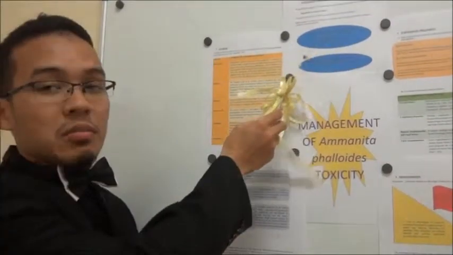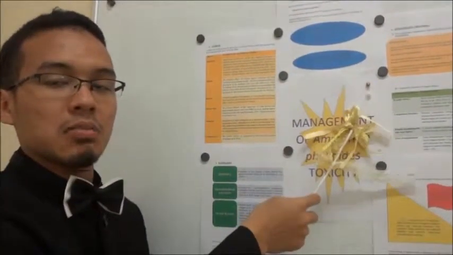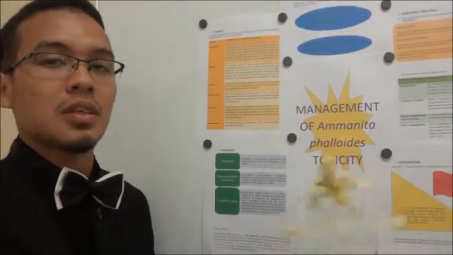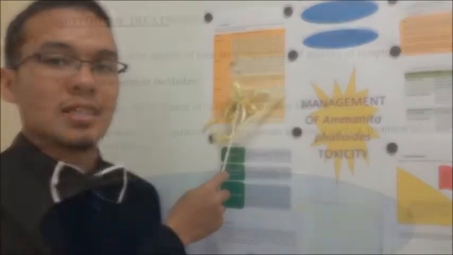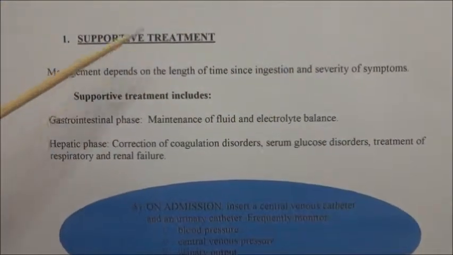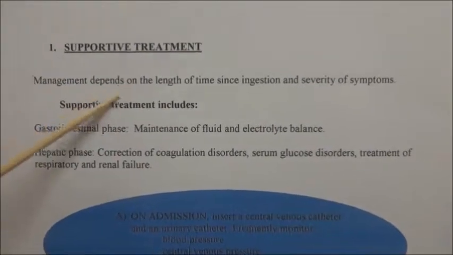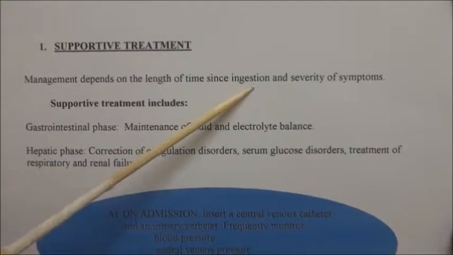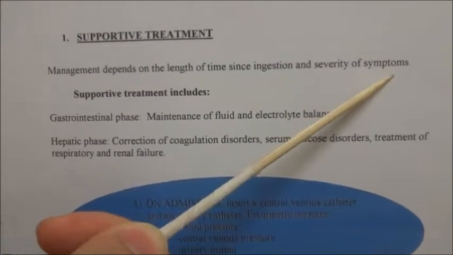The first one is supportive treatment. The second one is symptomatic treatment. The third is decontamination. The fourth, elimination. And the last one is antidote. We proceed to the first treatment, which is supportive treatment. Basically, management depends on the length of time since ingestion and severity of symptoms.